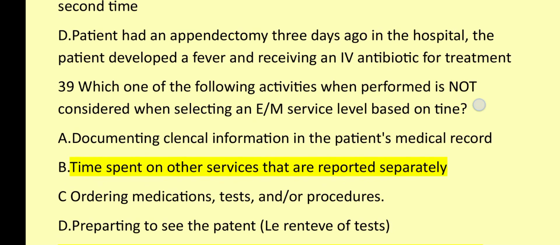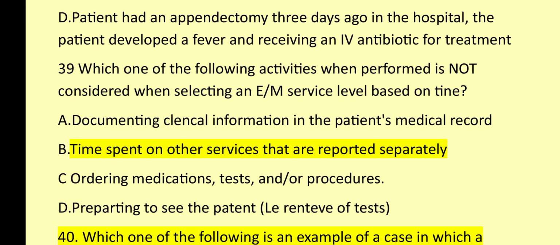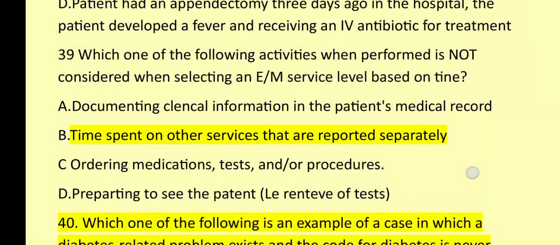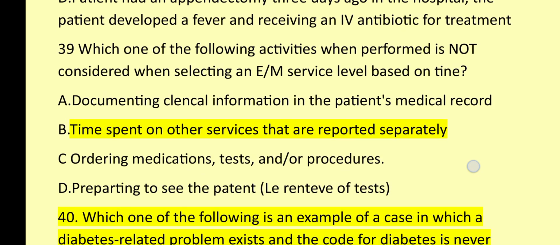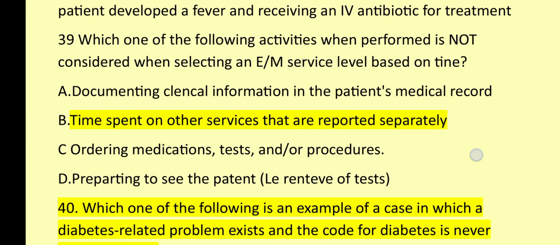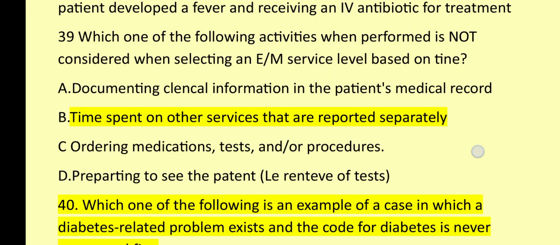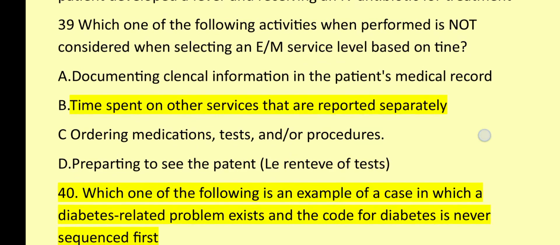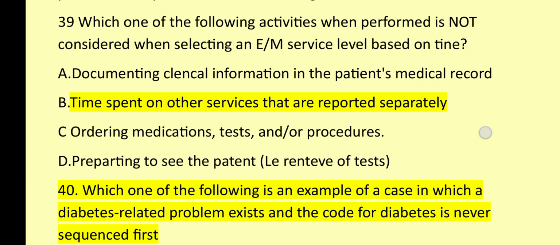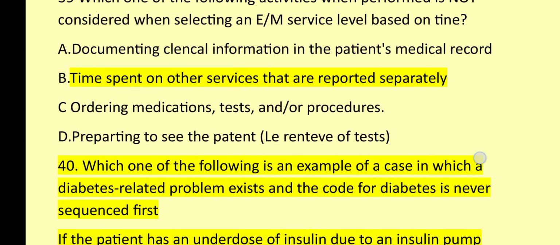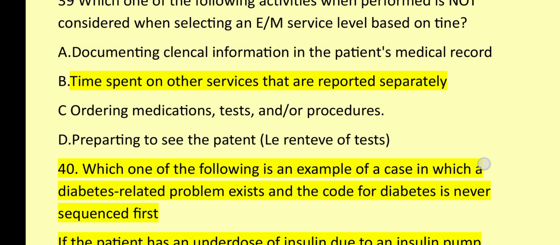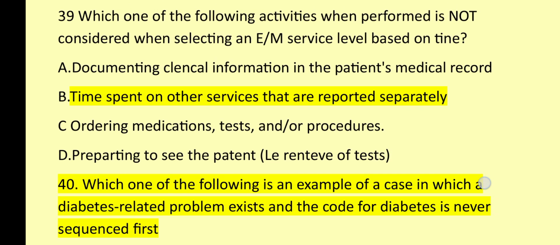D. Patient had an appendectomy 3 days ago in the hospital. The patient developed a fever and is receiving an IV antibiotic for treatment. 39. Which one of the following activities when performed is not considered when selecting an E/M service level based on time? A. Documenting clinical information in the patient's medical record. B. Time spent on other services that are reported separately. C. Ordering medications, tests, and/or procedures. D. Preparing to see the patient, review of tests.